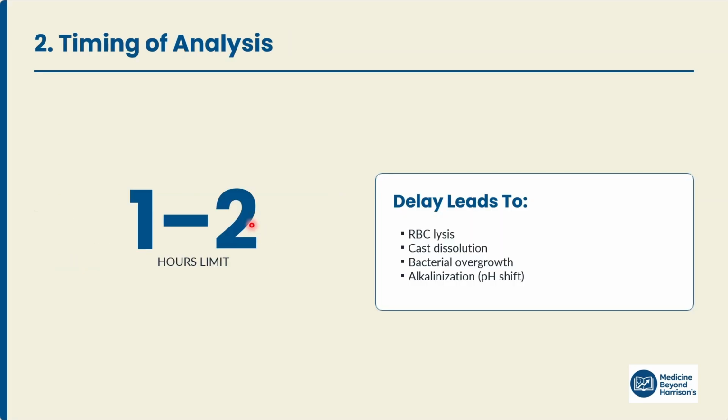Next is the timing of analysis, one of the most important things. Within 1 to 2 hours of sample collection you have to analyze the urine, because delay leads to RBC lysis, gas dissolution, bacterial overgrowth, and alkalinization of the urine. A pH shift also happens when you hold the urine for more than 2 to 3 hours. So always analyze within 2 hours of collection.